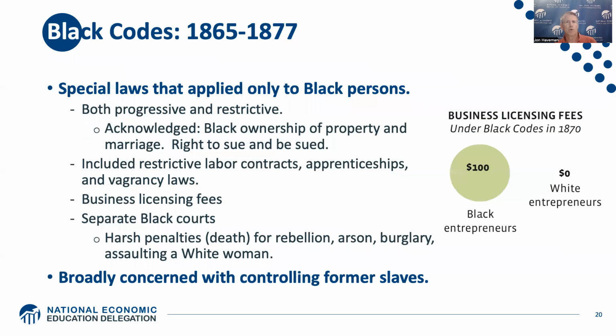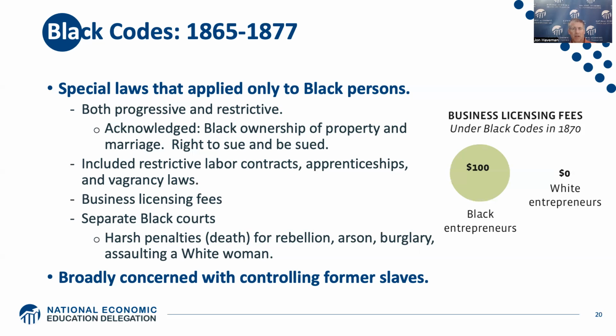And then there are the black codes. Right. Special laws that were applied only to black persons, the freed slaves. These black codes were both progressive and restrictive. They allowed black ownership of property, and they allowed marriage, allowed the right to sue and to be sued. But they also included labor contracts, right? When you got a job as a freed slave, you signed a contract to work for a year. Right, so you were really tied to that job for a period of a year.